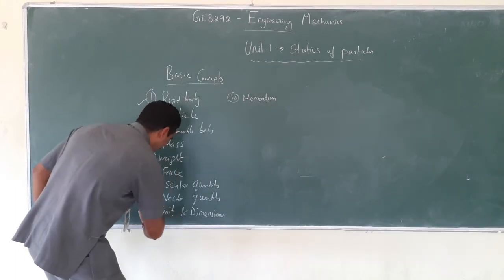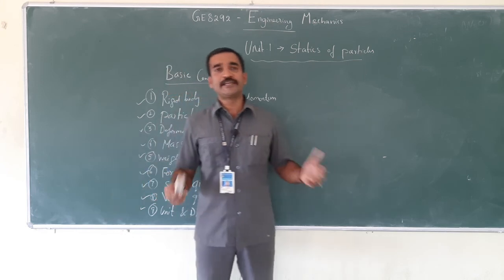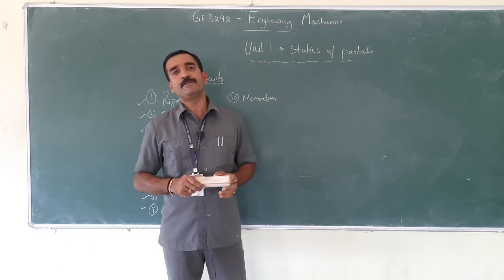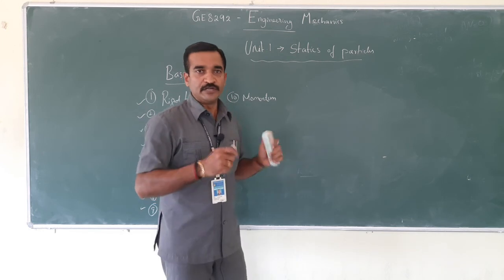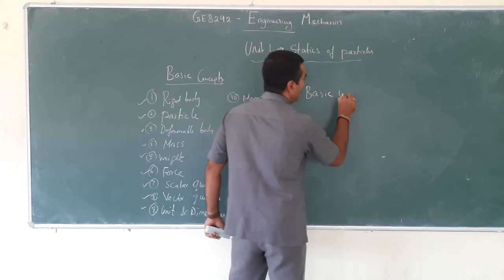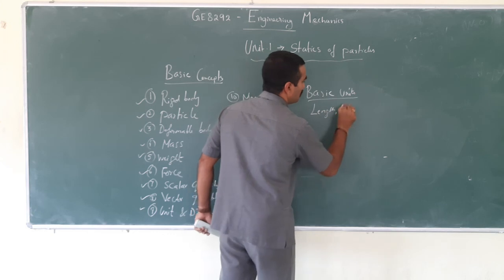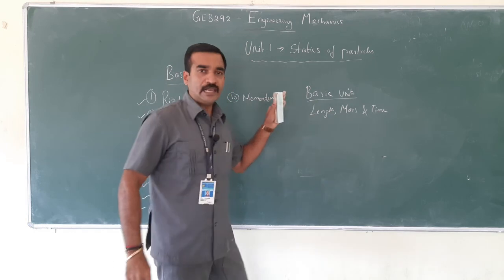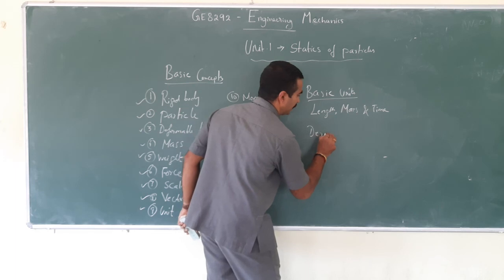And the unit and dimensions. What do you mean by unit? A unit is defined as a numerical standard used to express the quantitative measure of a physical quantity. The fundamental or basic units are length, mass and time. Then there are derived units, a lot of derived units.